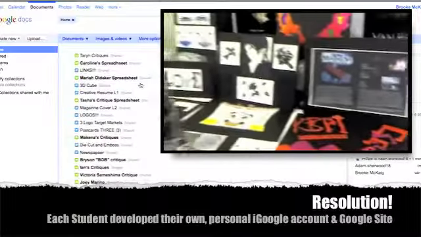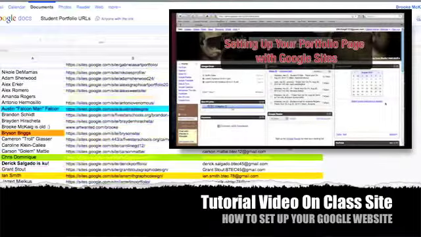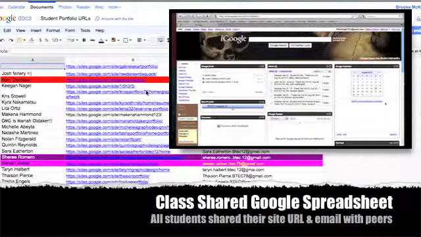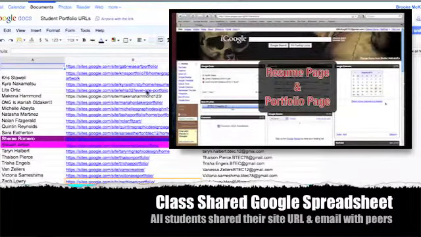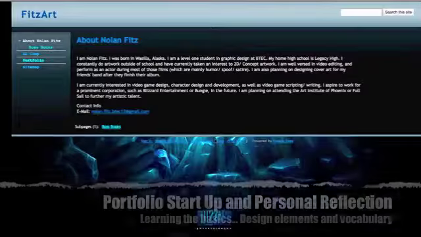Cycle 1 started in our first week of school with all design students setting up an iGoogle Gmail account. Once the accounts were established, we walked through the process of creating a website and the required pages within the site for the project. The lesson was recorded for students to use as reference and posted to the class website. With the accounts and the shell of the website in place, the students submitted their new email and URL to a class-shared Google spreadsheet.